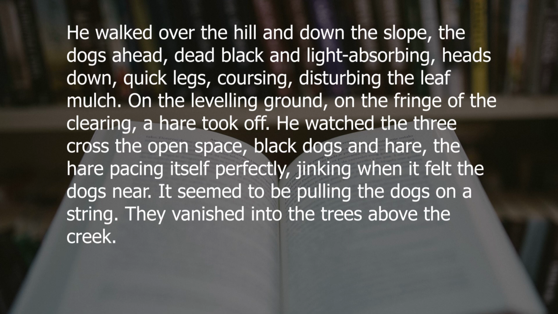He walked over the hill and down the slope, the dogs ahead, dead black and light-absorbing, heads down, quick legs, coursing, disturbing the leaf mulch. On the levelling ground on the fringe of the clearing, a hare took off. He watched the three cross the open space, black dogs and hare, the hare pacing itself perfectly, jinking when it felt the dogs near. It seemed to be pulling the dogs on a string. They vanished into the trees above the creek.